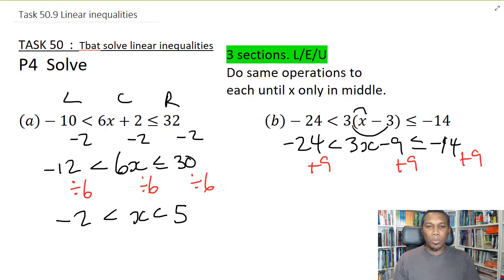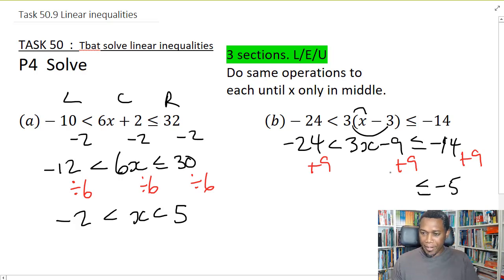Now, if I deal with the upper bound, the minus 14, if I add 9, that's going to get me really close to 0. It's going to leave me with minus 5. And then we'll have 3x in the middle, and then the minus 24 plus 9, that's going to be minus 15.